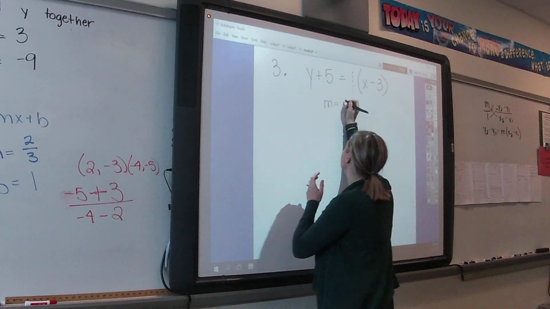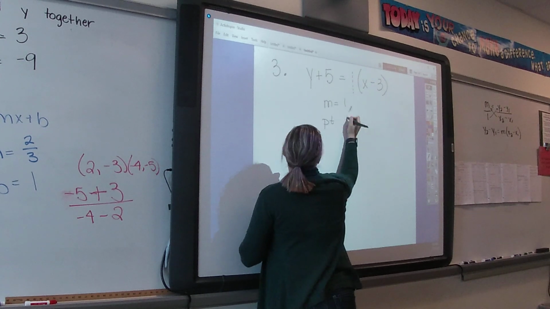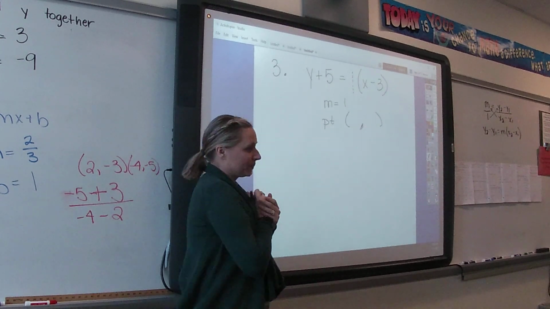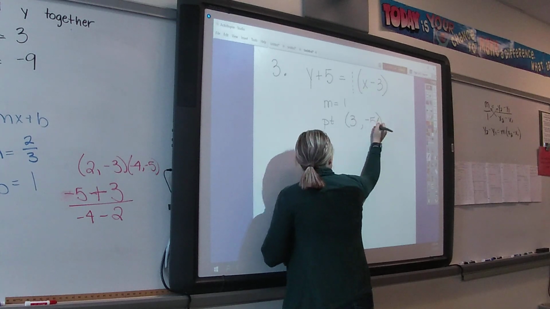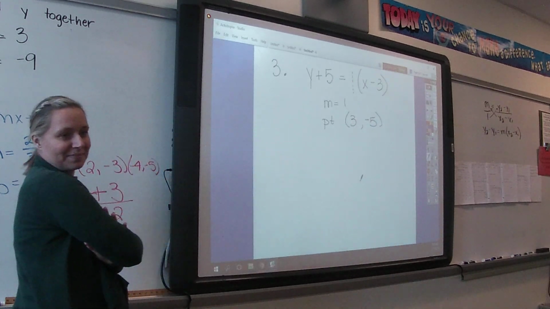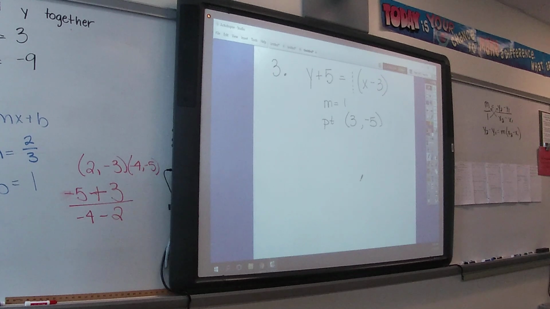Okay, so this is a 1. We don't take the opposite of that one. So it's 3, and then -5. The only one I missed was the negative.